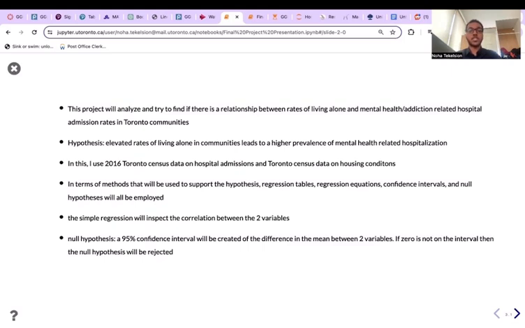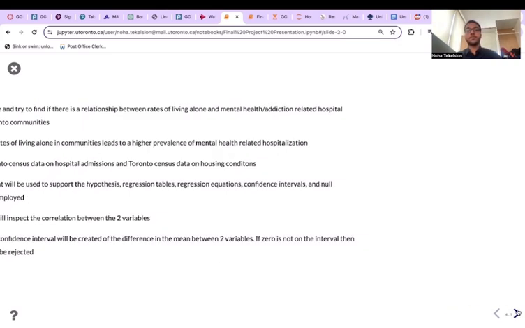In this, I use 2016 Toronto census data on hospital admissions and Toronto census data on housing conditions as well. In terms of methods that will be used to support the hypothesis, I will use regression tables, regression equations, confidence intervals, and a null hypothesis. The simple regression will inspect the correlation between the two variables, and the null hypothesis will take a 95% confidence interval of the difference between the means of the two variables I'll be using and explaining. If zero is not in the interval, then the null hypothesis will be rejected.